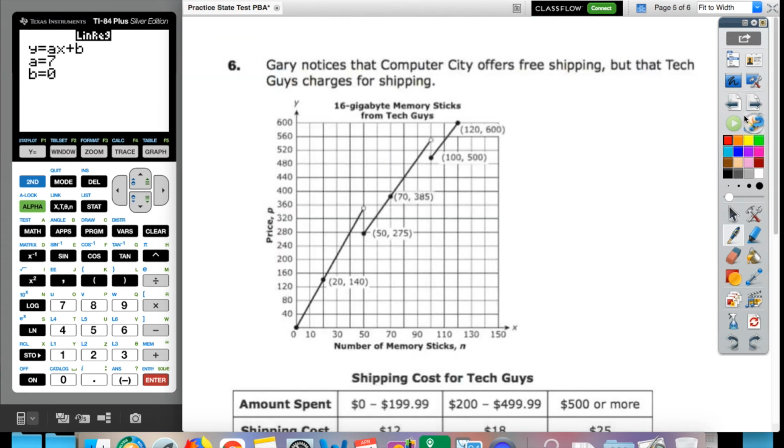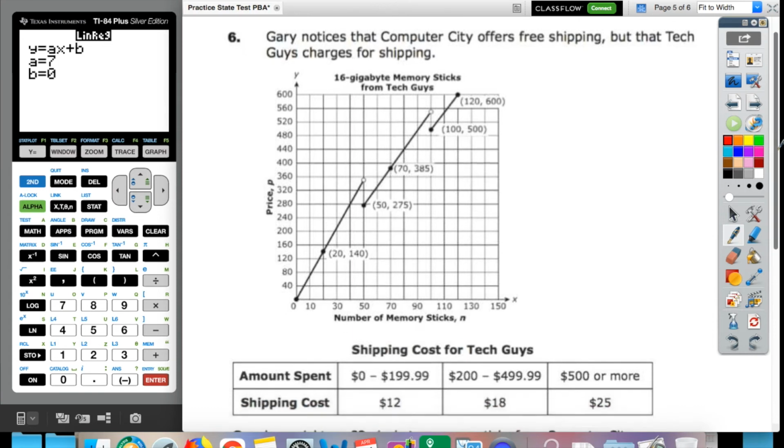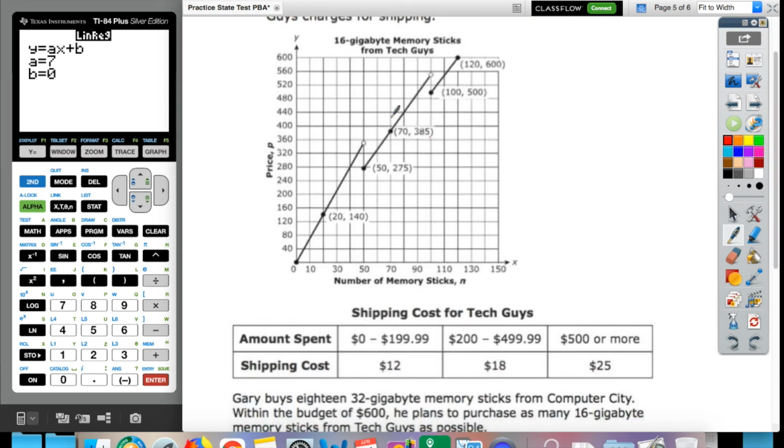Okay, number 6. Gary notices that Computer City offers free shipping, but that Tech Guys charges for shipping. So the first people we had, they offered free shipping, but these people don't. The new people. So we have their graph, same graph as before. The amount spent, so depending on how much they spend, they're going to have a different shipping cost. So the less they spend, the less shipping. The more they spend, the more shipping.